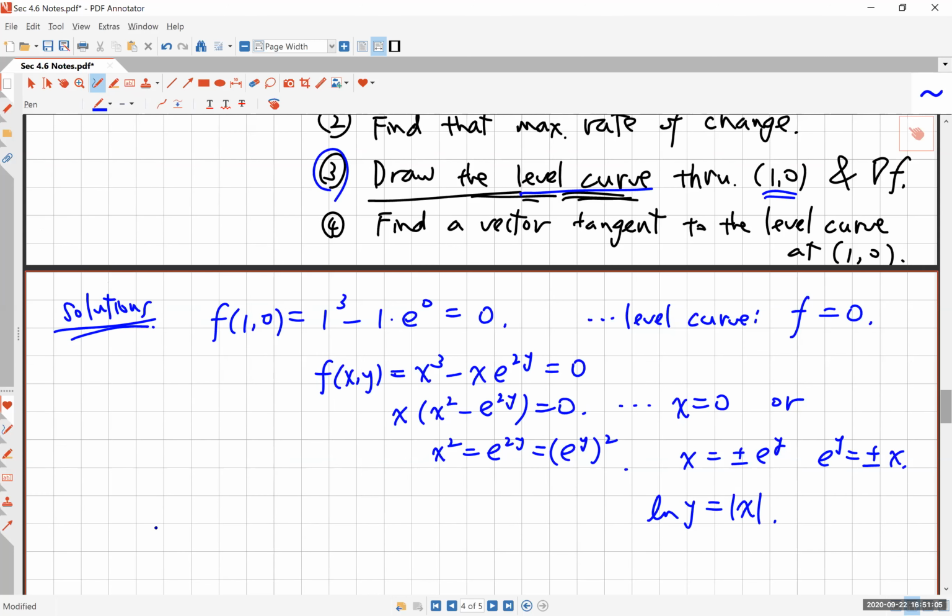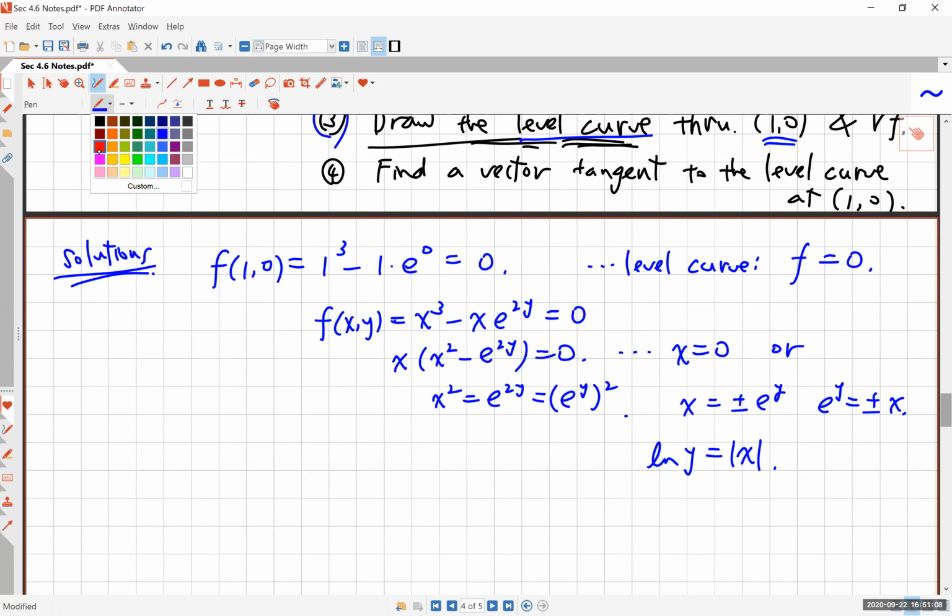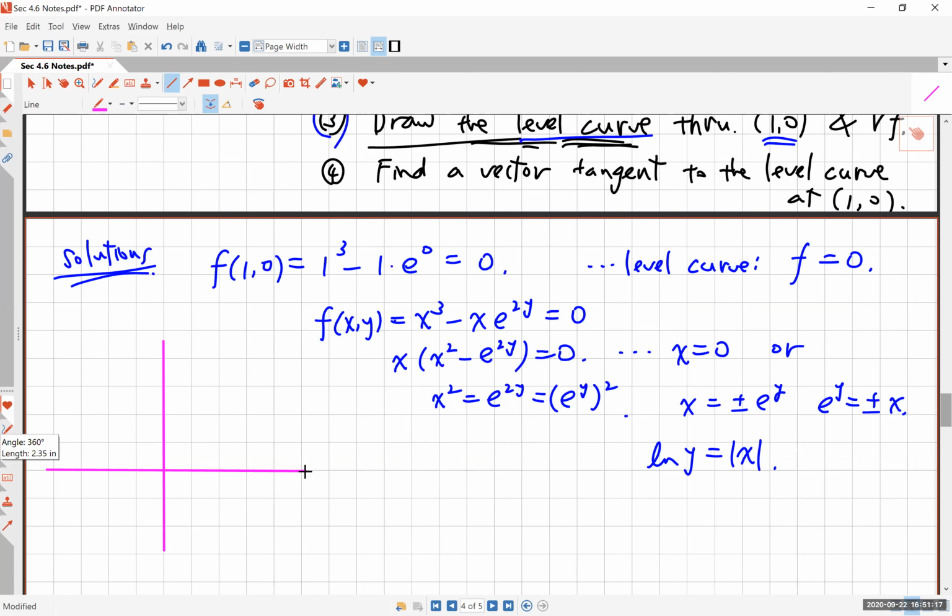So maybe I should draw a picture here. Let me draw this picture. What I'm about to do is graph this level curve where f is equal to 0. Oh, that's not the correct answer here, is it? I didn't write this correctly. If I take the log of both sides, this is the absolute value of x. And so y is the natural log of the absolute value of x. That's what I mean by that.